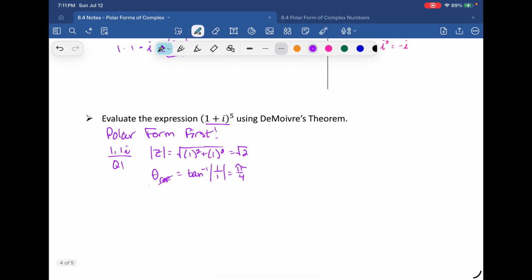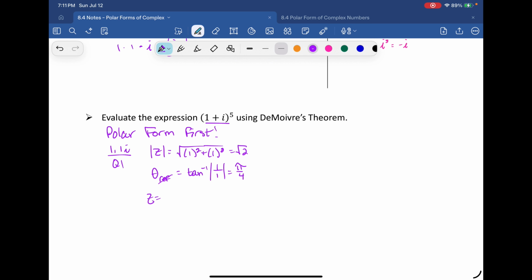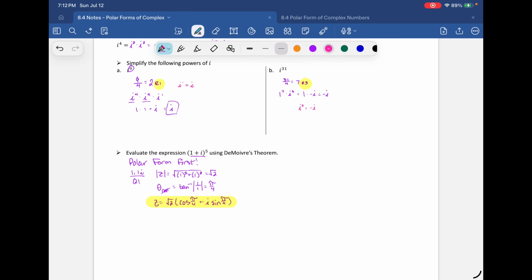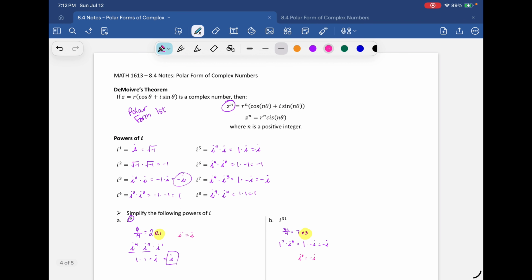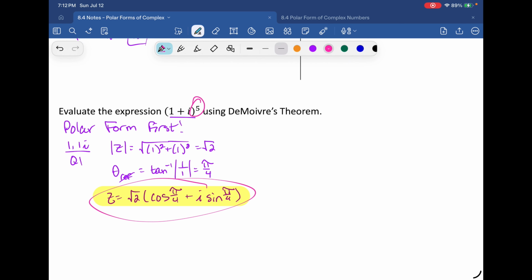Okay, so z equals radius times cosine pi over 4 plus i sine pi over 4. We get there first. All right, so I am taking this and I am raising it to the 5th power. By de Moivre's theorem, I'm going to take the radius and raise it to that 5th power. So radius to the n power is the square root of 2 raised to the 5th power.